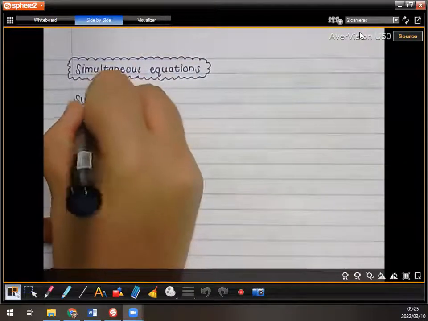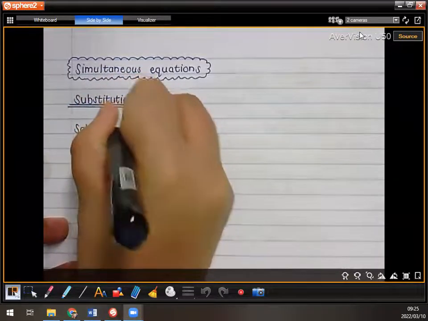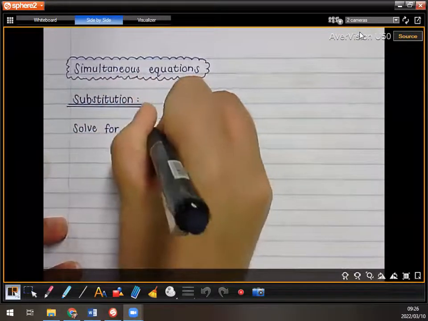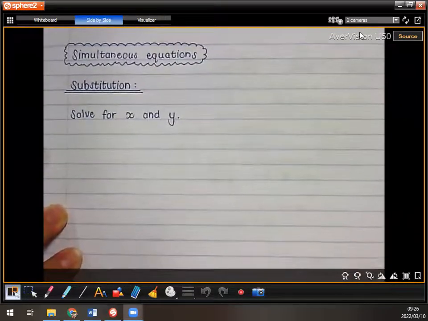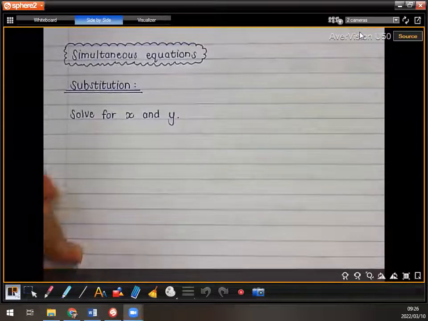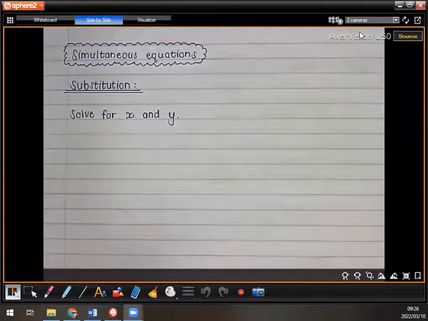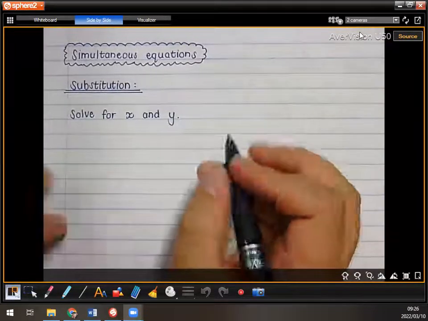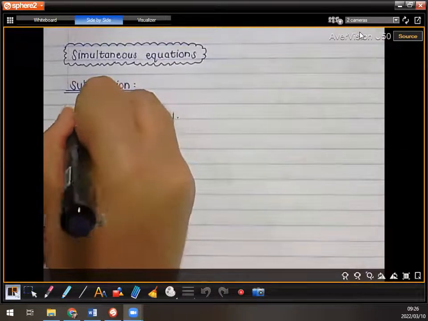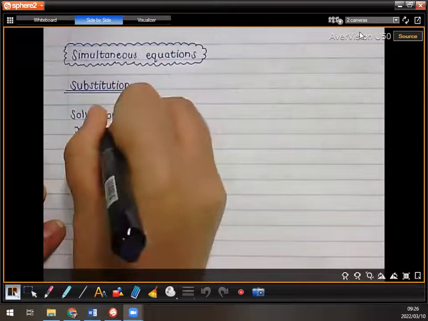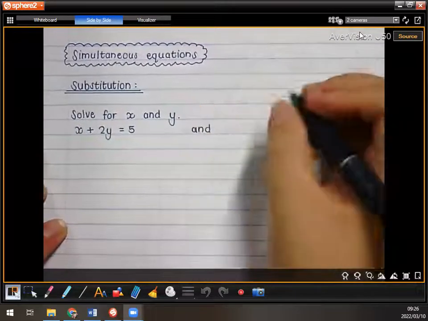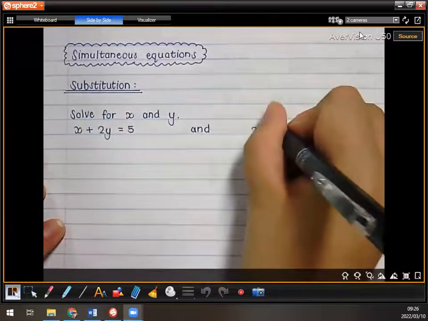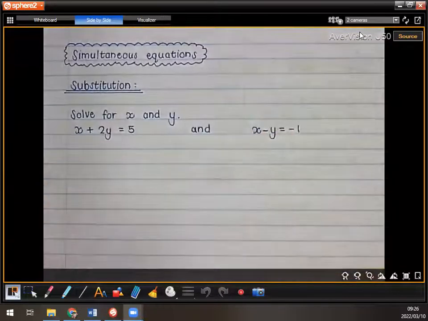Okay, so for x and y. Now guys, the way that I write it out when I'm doing substitution, I always write the one equation on the one side and then the second equation on the other side, because I like to work underneath each one. But you can do it in whichever way you want. It doesn't matter. You don't have to write it out like I do. So x plus 2y equals 5. That's the one equation that's given. And the other one is x minus y equals negative 1.